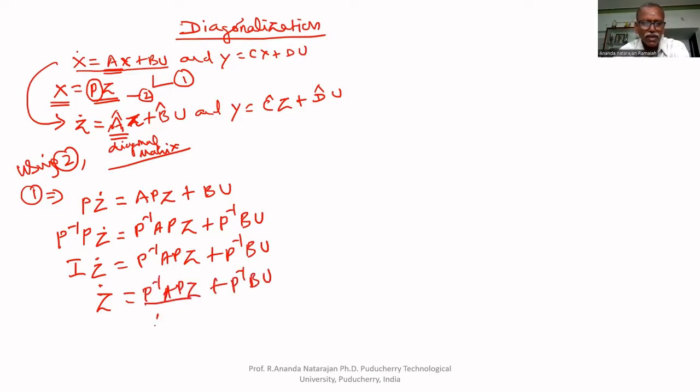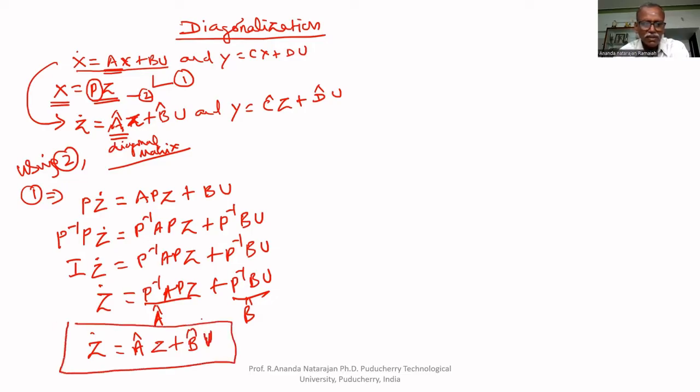This can be called A cap. This can be called B cap. Therefore, Z dot equal to A cap Z plus B cap U, where A cap is a diagonal matrix.